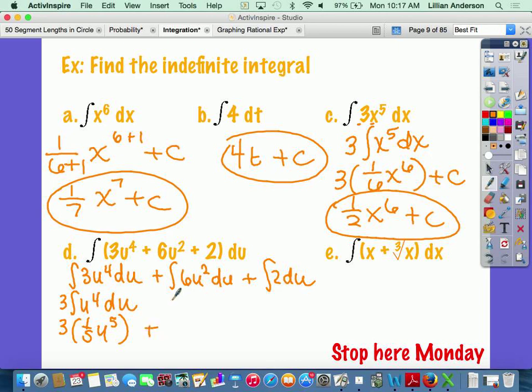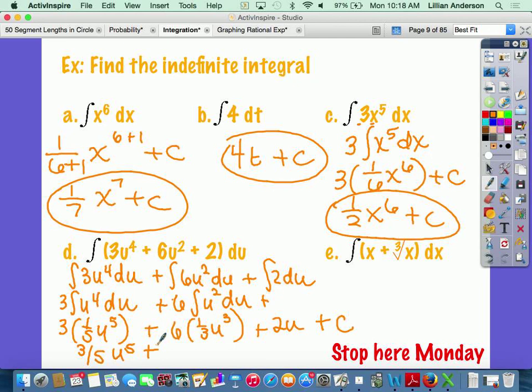What about here? Take out my constant, u squared du. Power rule that. 1/3 u to the 3rd. Very good. And the last one is just a constant, so that's going to become a 2u. And now we add our plus c because I've done my whole problem. So my final answer is going to be what? 3/5 u to the 5th plus 2u to the 3rd plus 2u plus c.